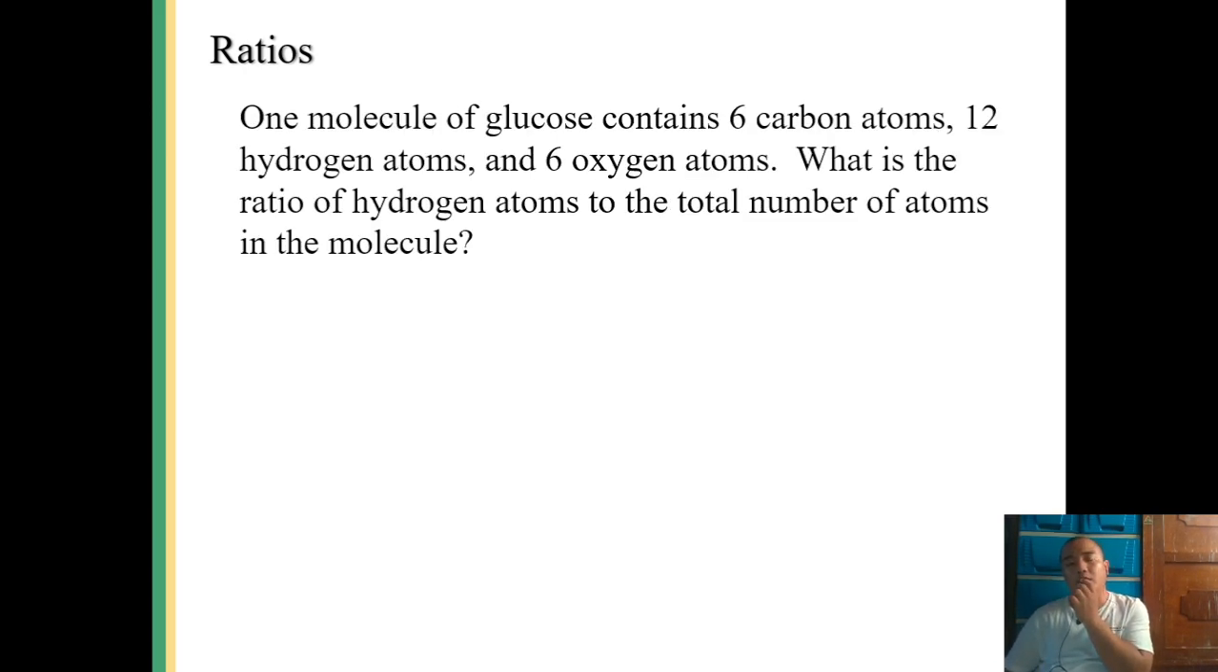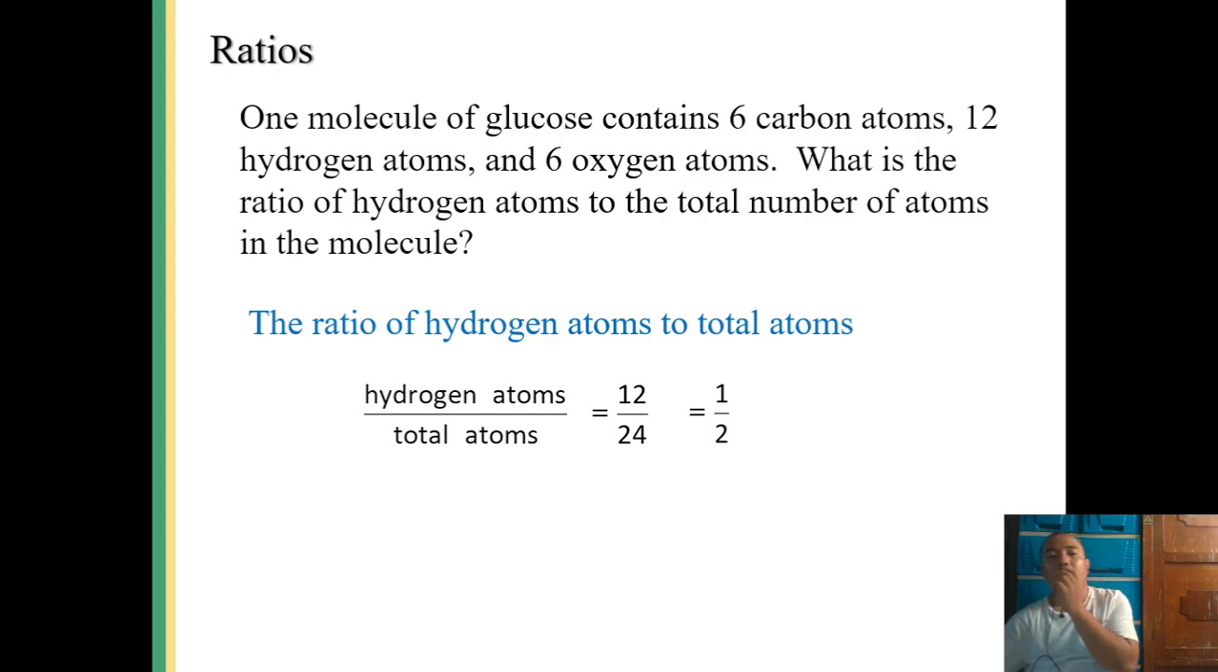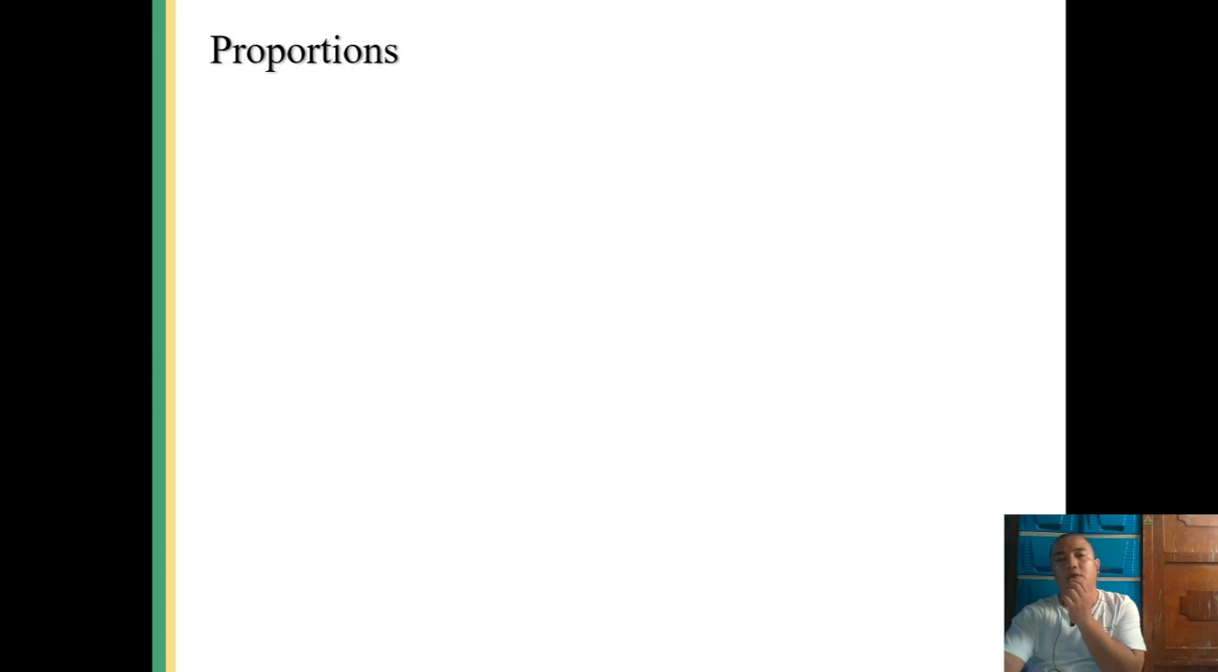One molecule of glucose contains 6 carbon atoms, 12 hydrogen atoms, and 6 oxygen atoms. What is the ratio of hydrogen atoms to the total number of atoms in the molecule? What is the total number of atoms in the molecule? 6 plus 12 plus 6 is 24. So the ratio of hydrogen atoms to total atoms is 12 over 24, which is equivalent to 1/2. That's now the answer, in lowest term.